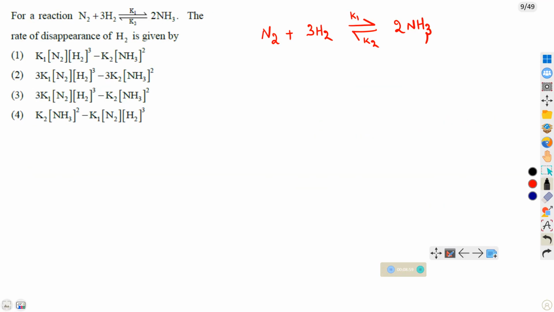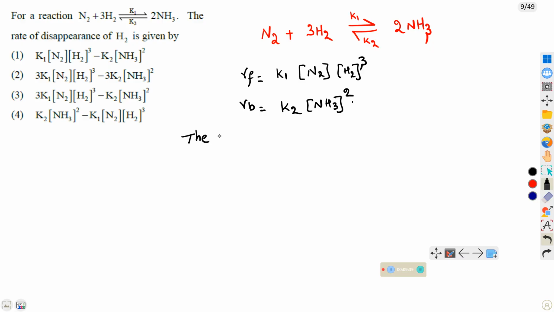For a reaction, N2 plus 3 moles of H2 gives rise to 2 moles of NH3. The rate of disappearance of H2 is given by, first of all, rate of forward reaction. Forward reaction rate is K1 into N2 into H2 whole cube. Rate of backward reaction, now NH3 is the reactant, so K2 into NH3 whole square.